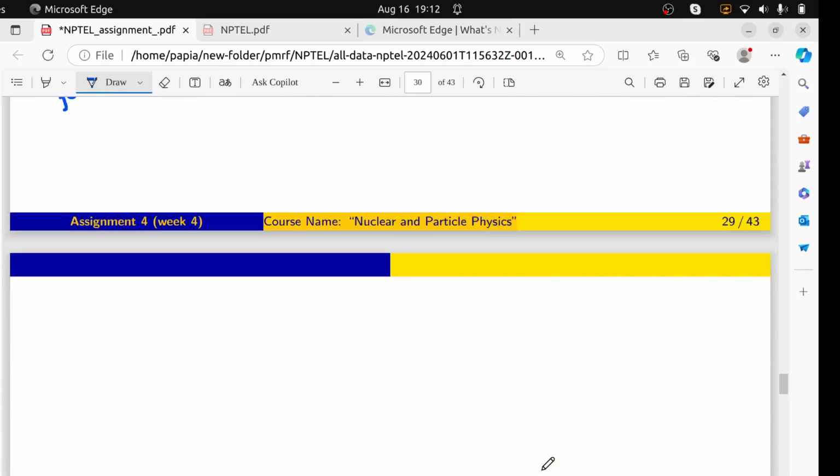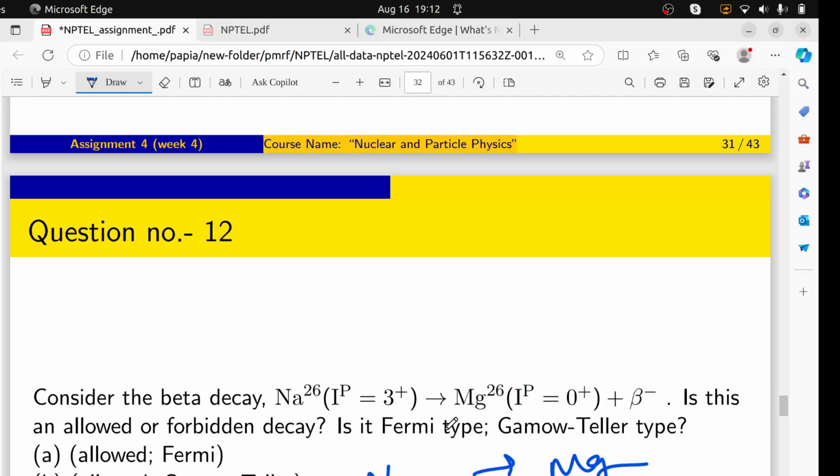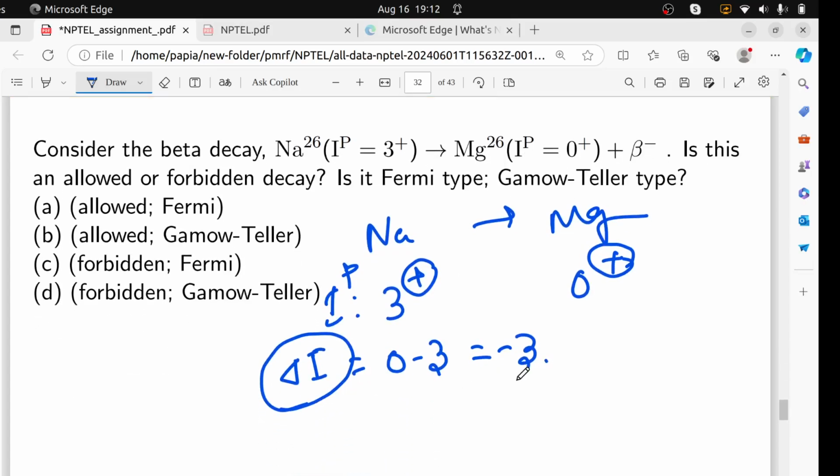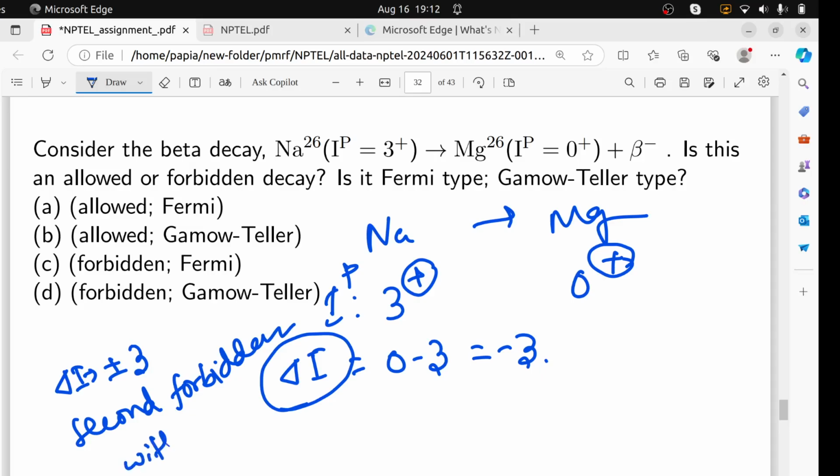What does this mean? This means that here you can see our sodium is going to magnesium and electron, and then we have seen that delta I equals -3. So if delta I is +-3, that means it will be a second forbidden with Gamow-Teller type, and one more thing should also be satisfied, that parity should not be changed here.